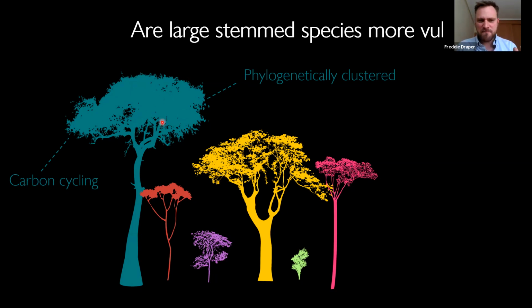So are they more vulnerable then? And does the fact that there are just a few genera and families that really dominate those strata mean that there's potentially less functional variation there to deal with the changing environment that they're exposed to?